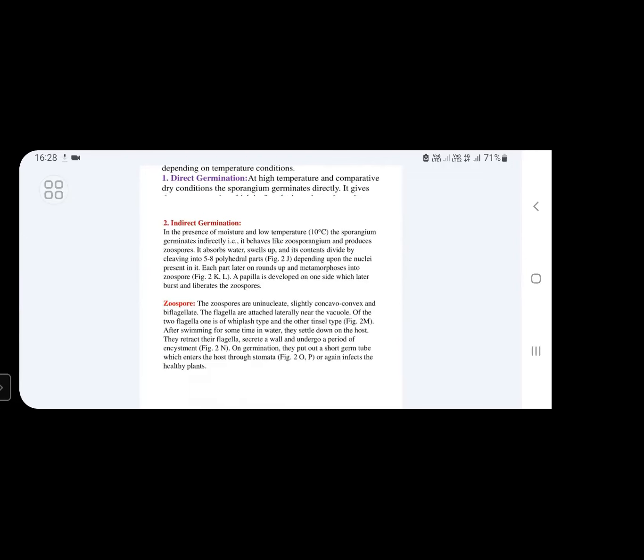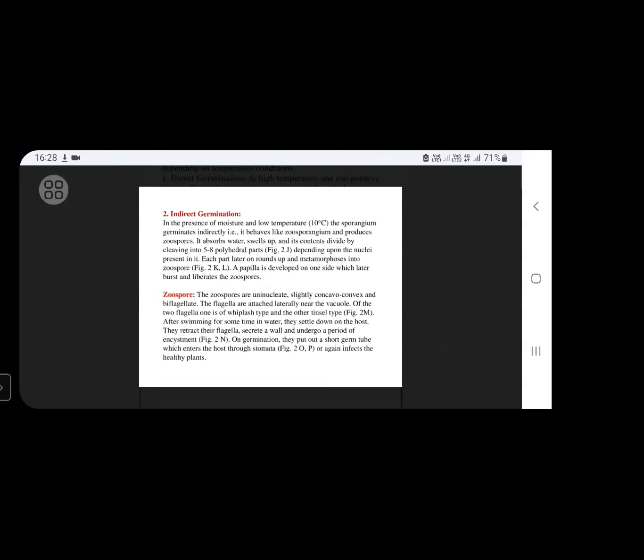Direct germination takes place whenever temperatures are high and conditions are dry, with very little moisture in the air, and temperatures between 15 to 20 degrees. During such conditions, the conidia reach a suitable host organism and germinate directly. As a result of direct germination, the conidium produces one germ tube.